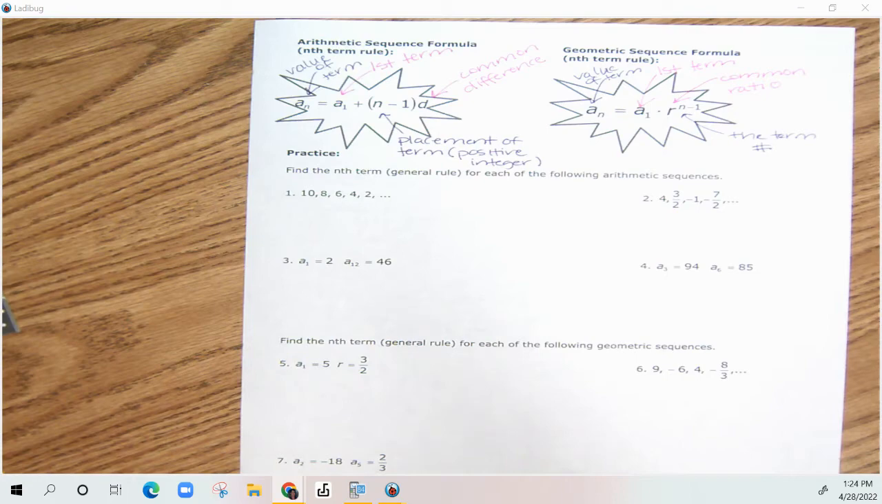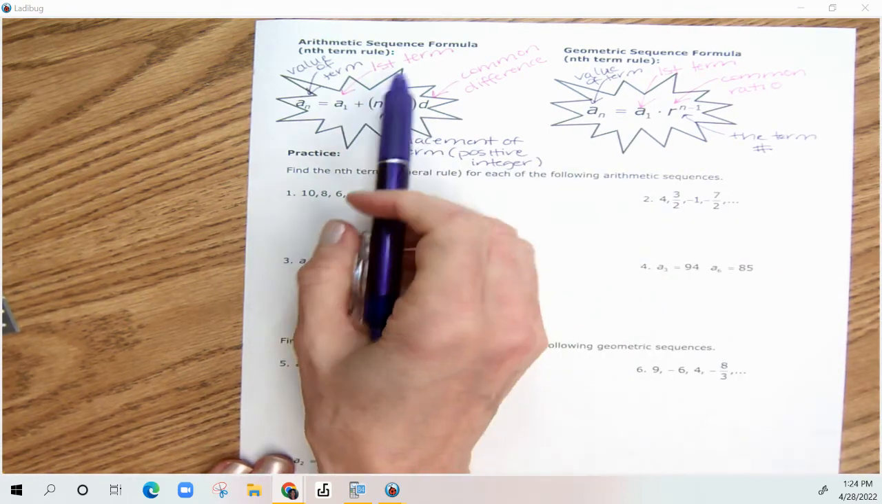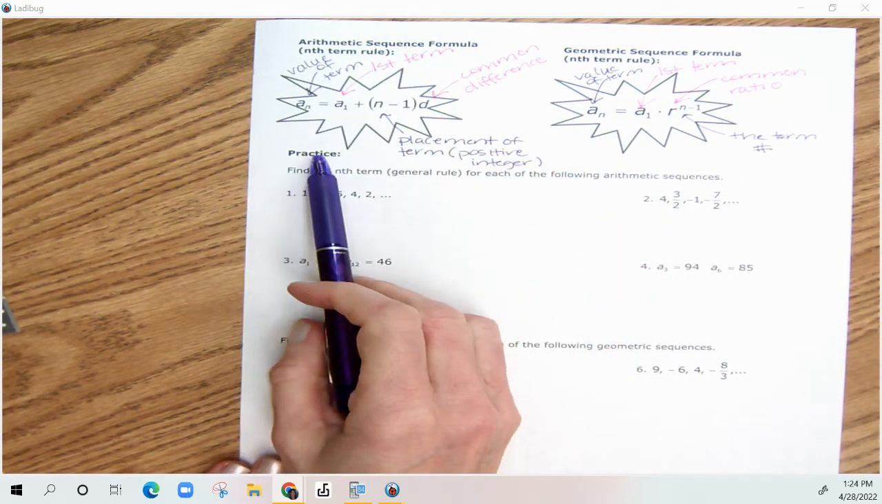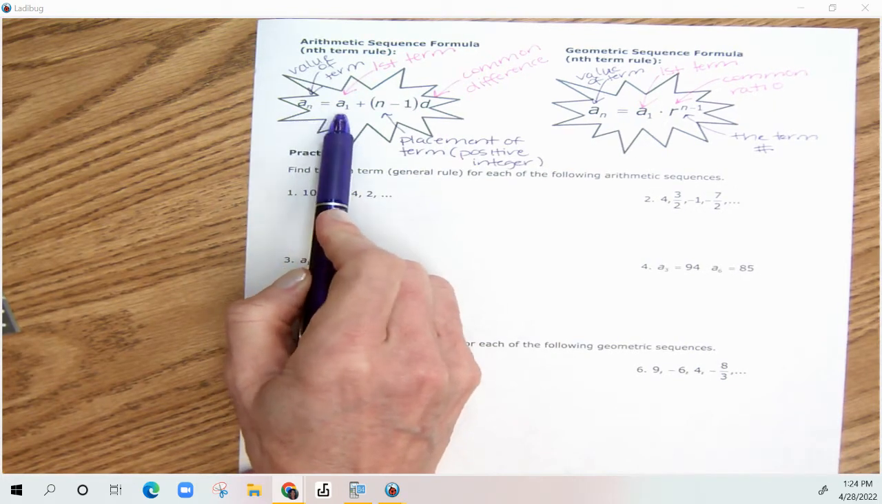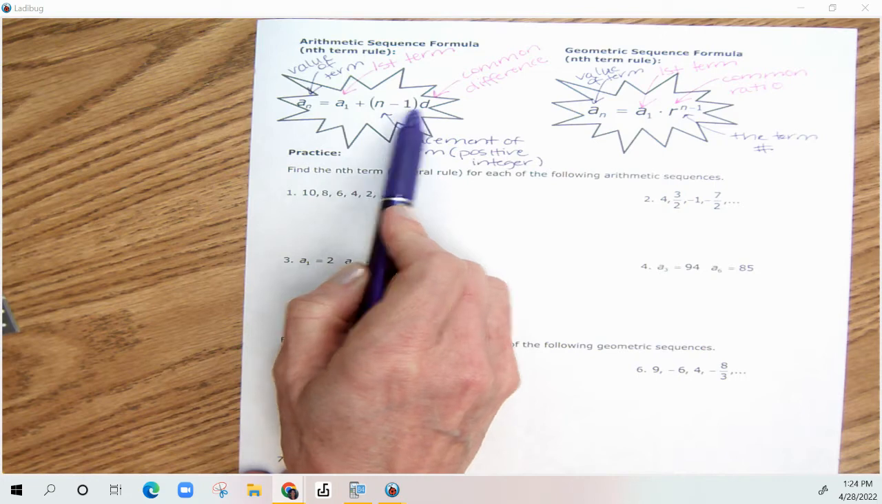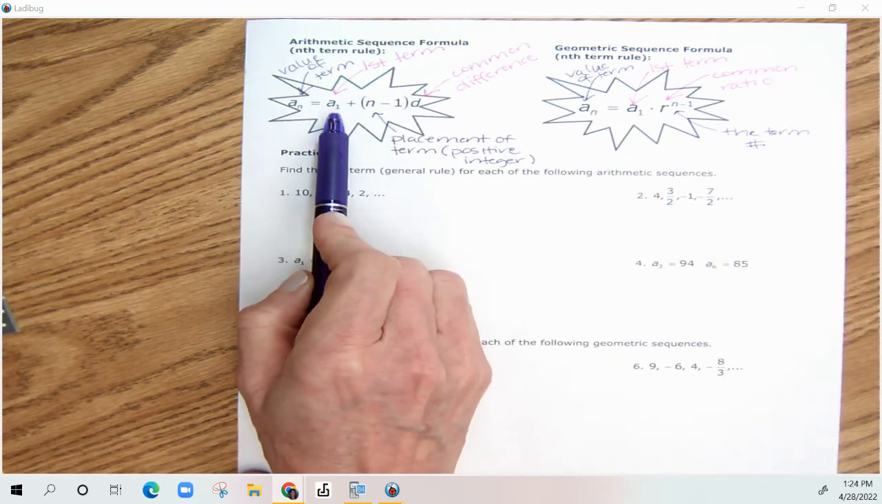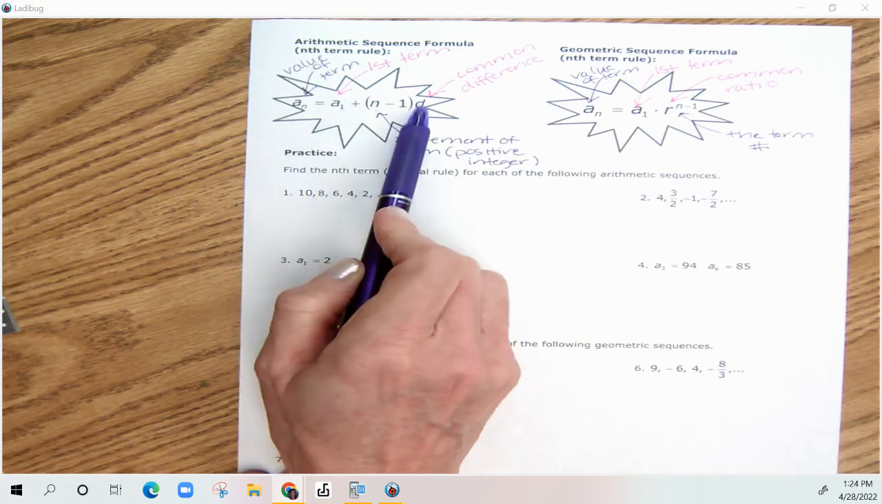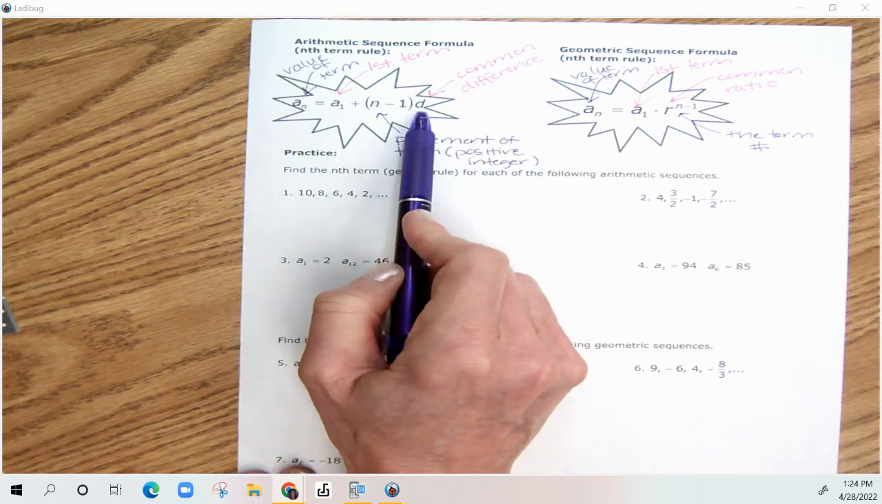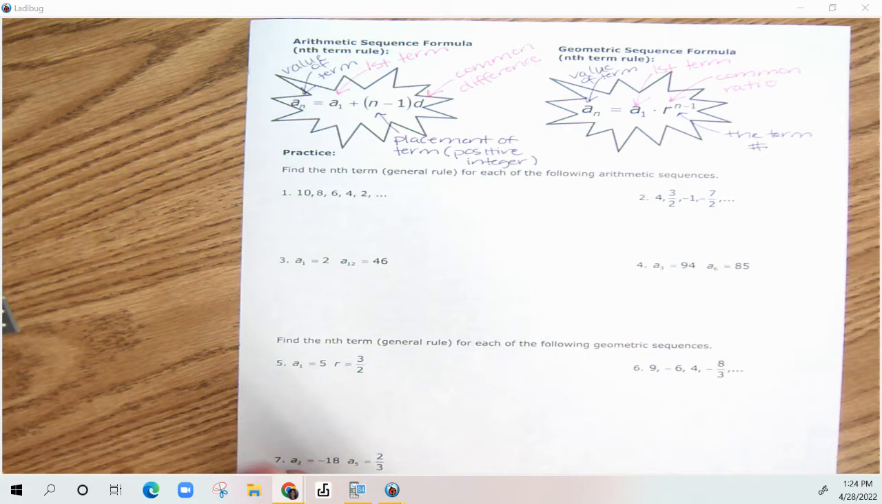So these are arithmetic sequences. We're going to use this arithmetic formula. The sequence formula is a sub n equals a sub 1 plus n minus 1 times the common difference. A sub 1 always represents the first term. That should make sense, a sub 1. D, we talked about, is the common difference. What are you increasing by each time, or if it's negative, decreasing.